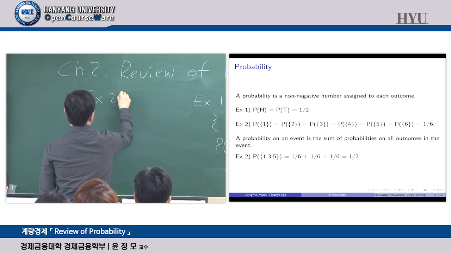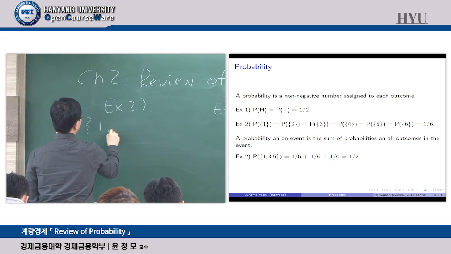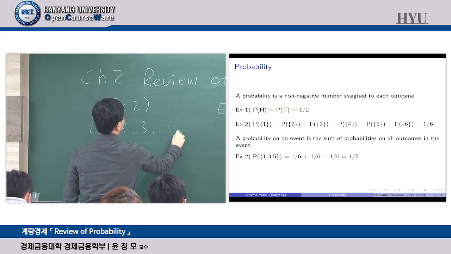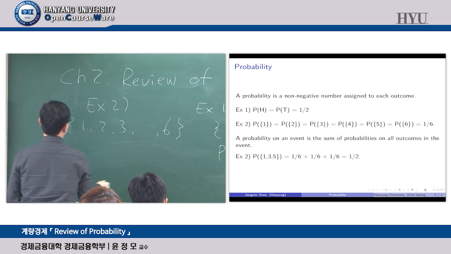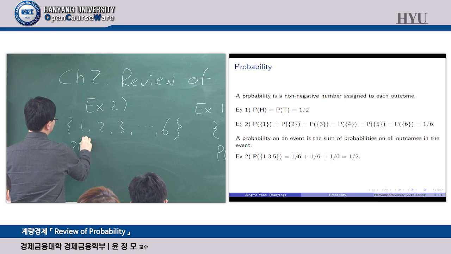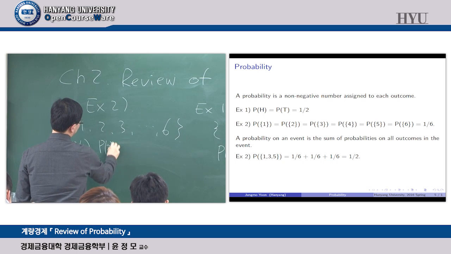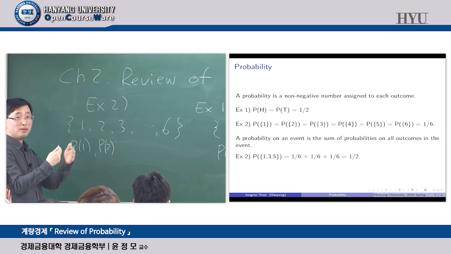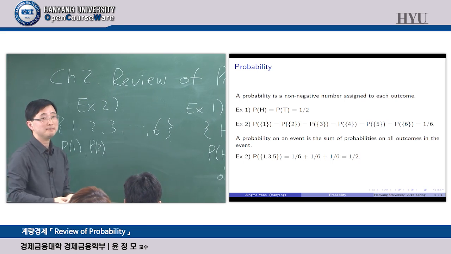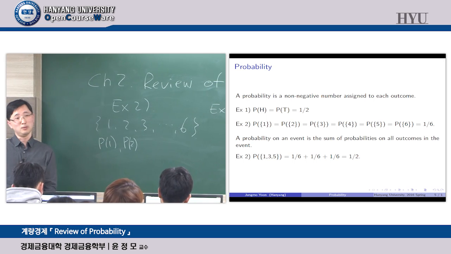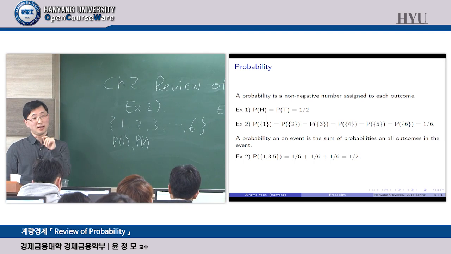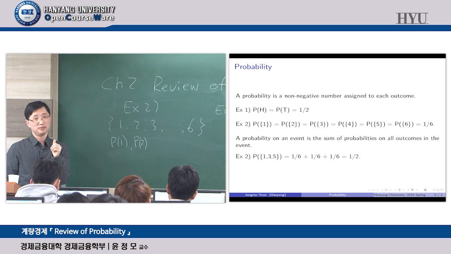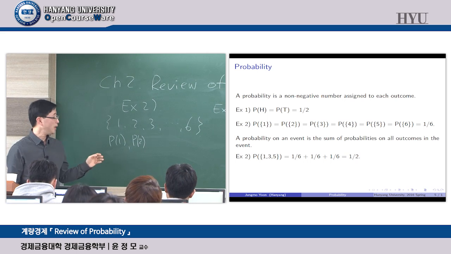Okay, example 2. The sample space has these 6 numbers, and you would like to define probability on these 6 numbers. So you assign 6 equal or different numbers to these 6 outcomes, right? The sum of those numbers must be equal to 1. Again, it's a fair dice, a balanced dice. So what numbers do you want to assign?